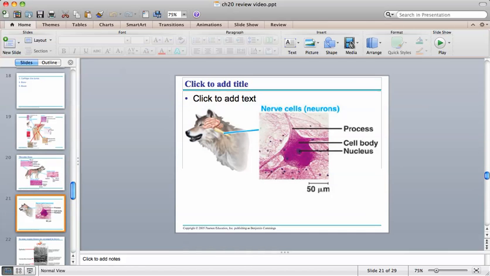On to nerve tissue. Nerves are these cells that process information, sense information, send it up to the brain, where the brain integrates and processes what to do with that information, and then sends it back down to the motor neurons to do something about whatever the stimulus might be.